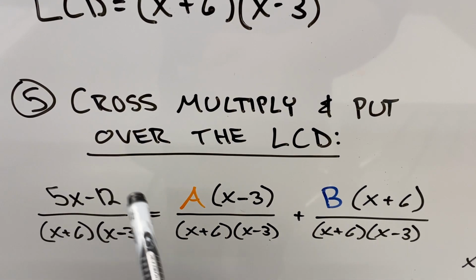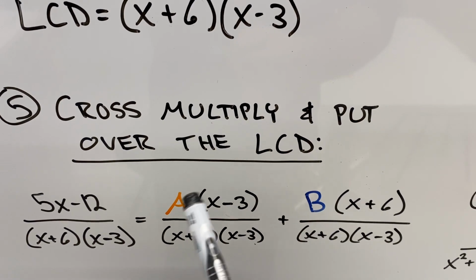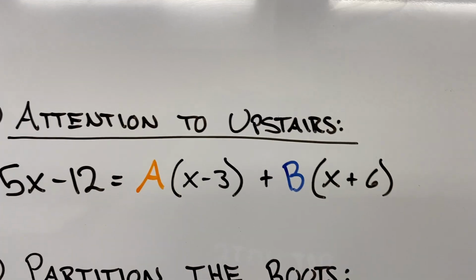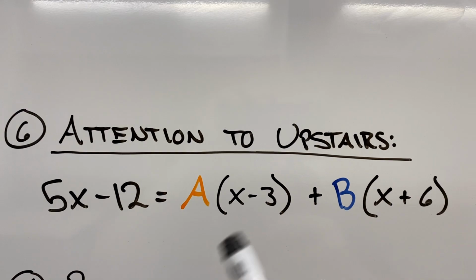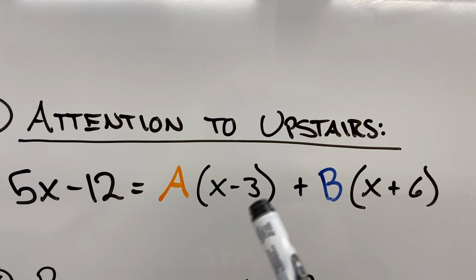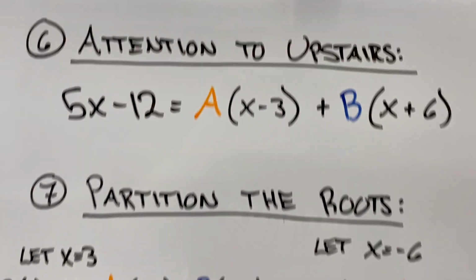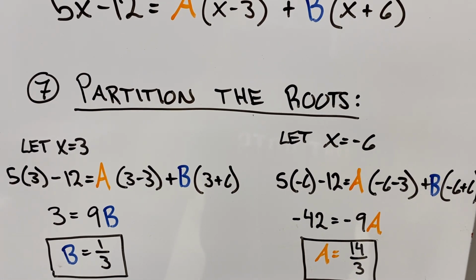So we went from the original expression to the decomposed form, and then we cross multiplied and put over the lowest common denominator. Moving on, we're going to turn our attention to the upstairs, just the numerators now. 5x minus 12 is equal to A times x minus 3 plus B times x plus 6. Let's go into step 7. We're going to partition the roots.